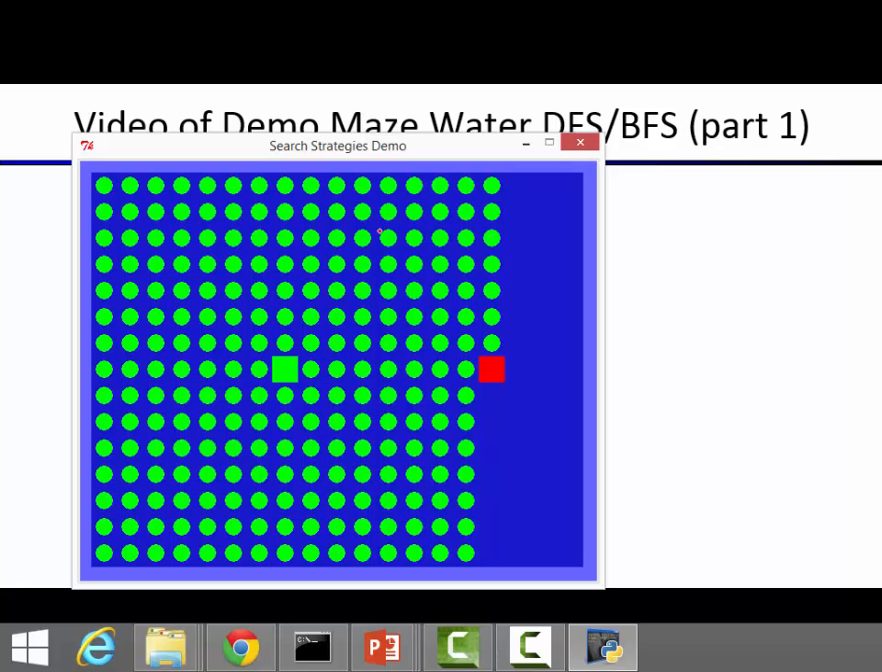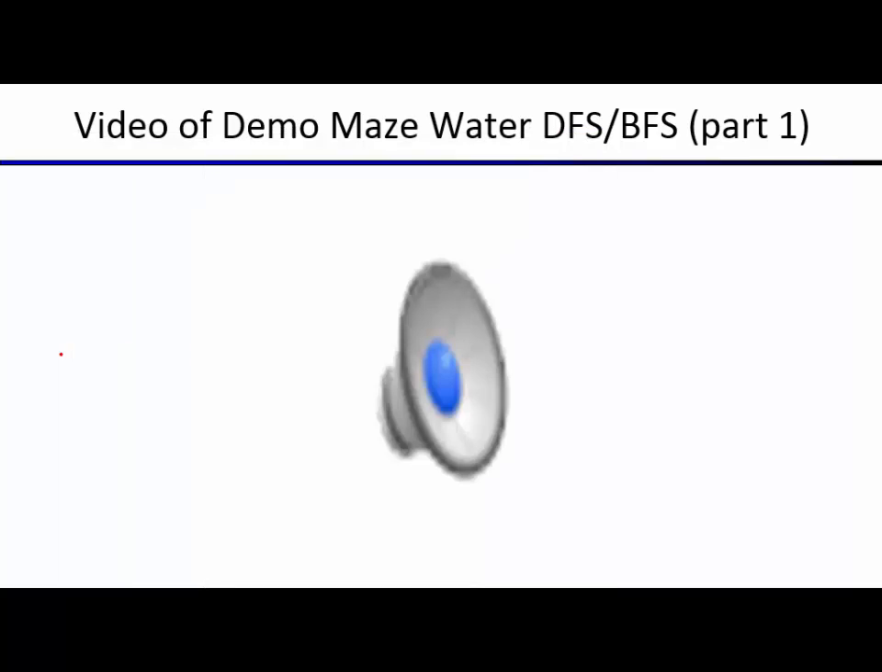Depth first search. The leftmost solution was found. Okay, so we'll do some more of these quizzes when we have more algorithms to choose between.